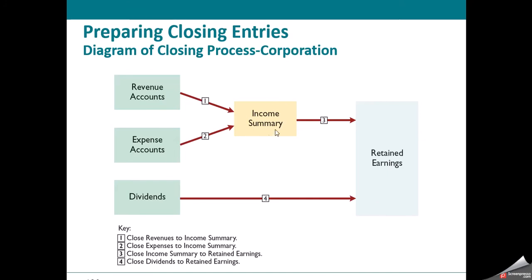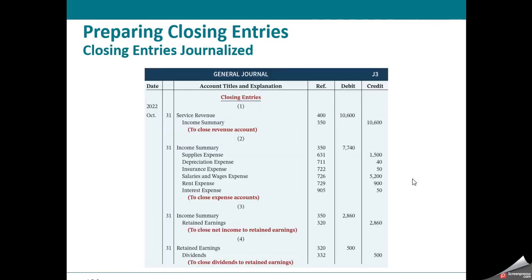Those get closed into this temporary account called income summary. And then that income summary account is closed into retained earnings. Dividends are closed directly into retained earnings. So here it shows you the entry.